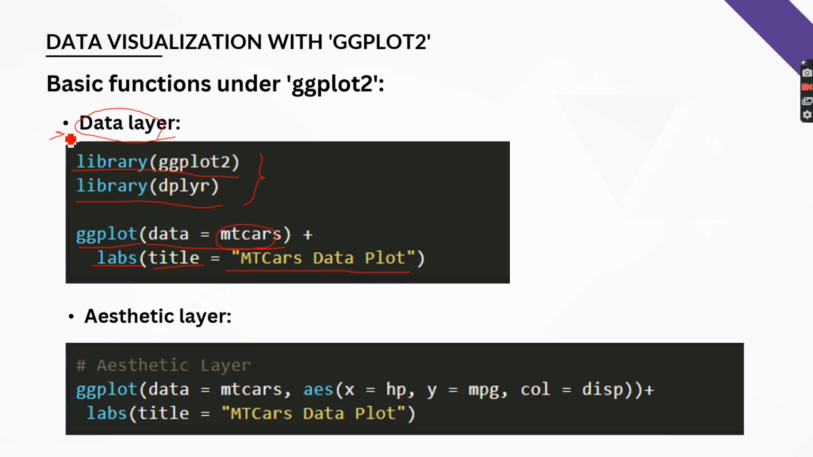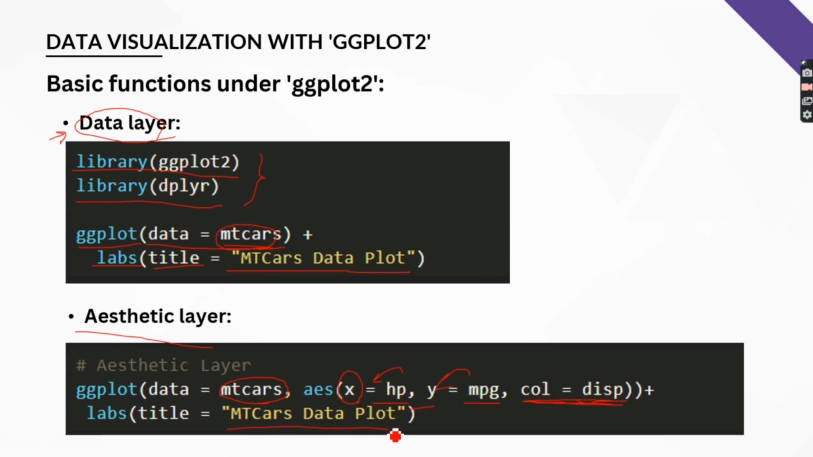This is the data layer where we define from where it should take data. The data is mtcars, that is already defined in ggplot2. That is sample data that is already present there. Then we have this aesthetic layer. This aesthetic layer defines that x is going to have HP column values and y is going to have MPG column values. HP and MPG are the columns that are present in mtcars, and HP is assigned to x and MPG is assigned to y. Then we have labs. We are giving the title mtcars data plot to our plot.